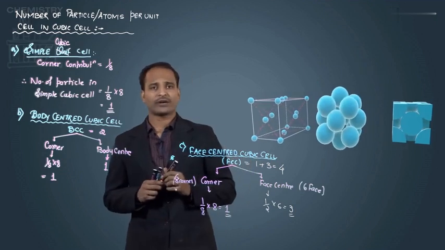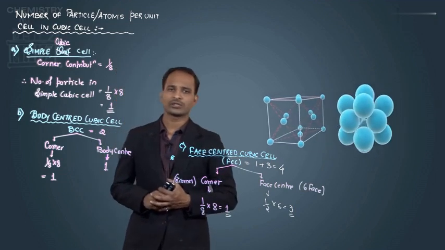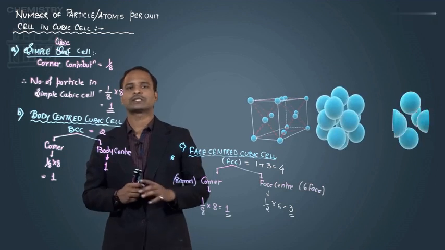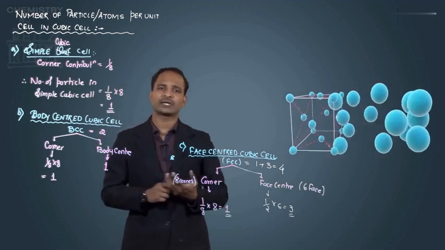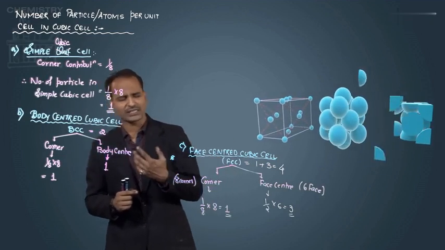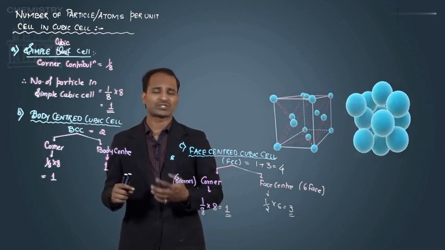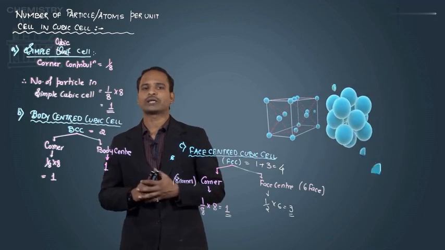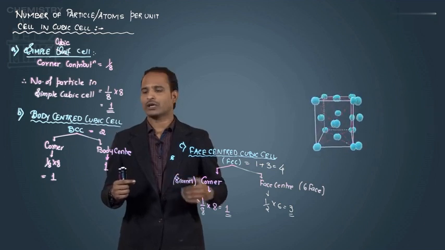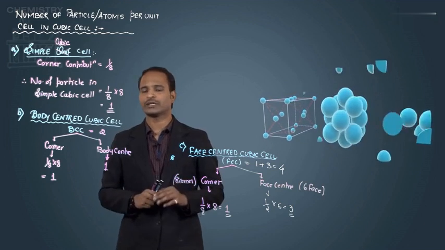Okay, so we have 3 types of cubic cell. The first one is simple, where the particles are present only on the corner. From each corner we get 1/8 part, so 1/8 into 8, that is 1 particle. Then the BCC cell, where the atoms are present on the corner as well as at the center of the body. The particle present in the body is totally a property of the same unit cell and is not shared by another unit cell, while for the particle at a corner we have 1/8 contribution, and there are 8 corners, so 1/8 into 8 is 1, plus the body center 1, so there are 2 particles in case of BCC.